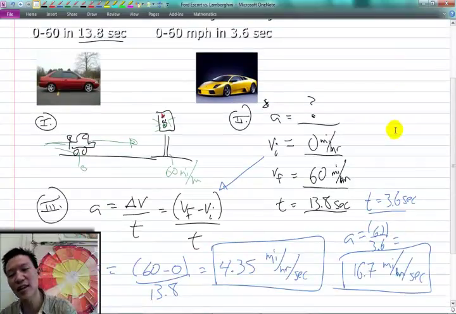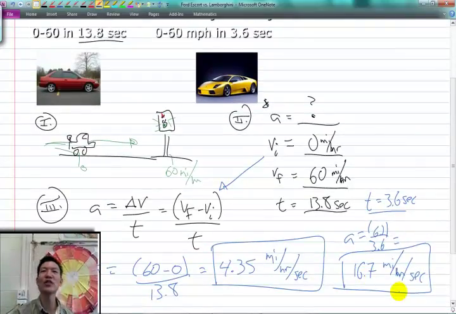Okay? So what's tricky is, again, the units are a little bit weird for acceleration, but if you quantify it, you can break it all down.